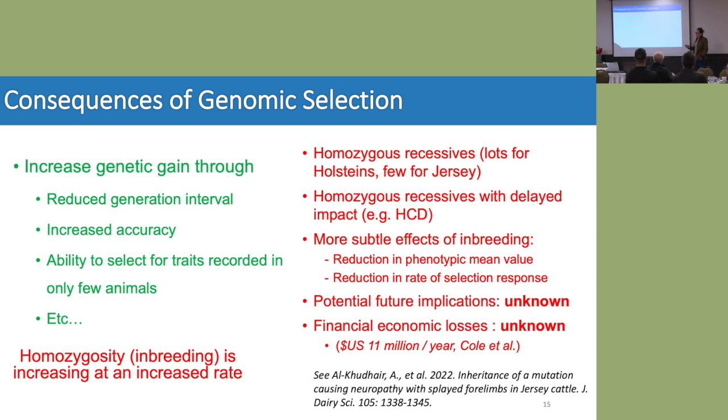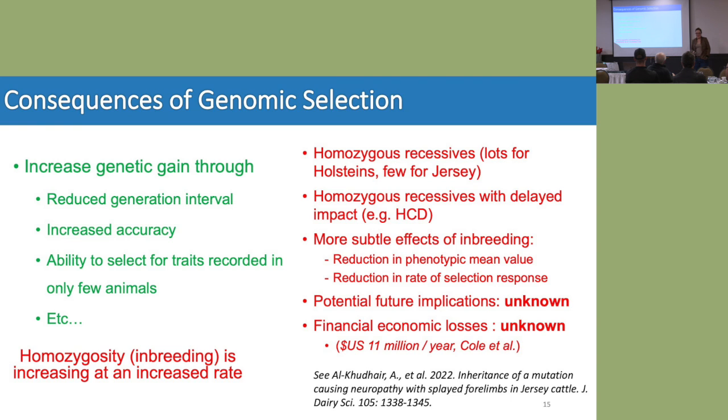So, genomic selection is fantastic because we can get this increase in genetic gain through reduced generation interval, increased accuracy, and we can select for traits that are recorded in very few animals. Wonderful, I can quit my job and go and, I don't know, do something else. Barbados. Yeah, cool. All right, but there's a little but here, guys.